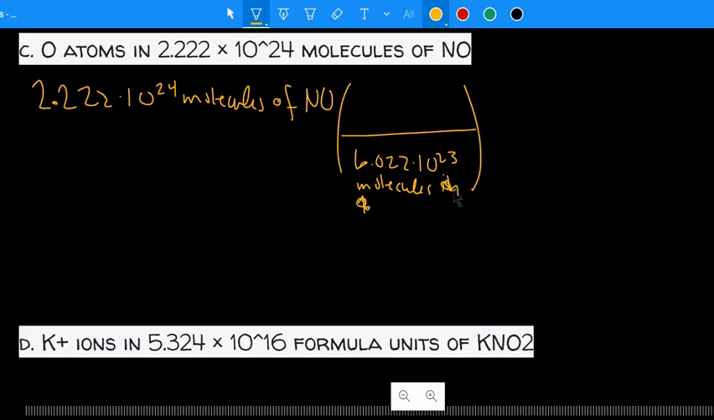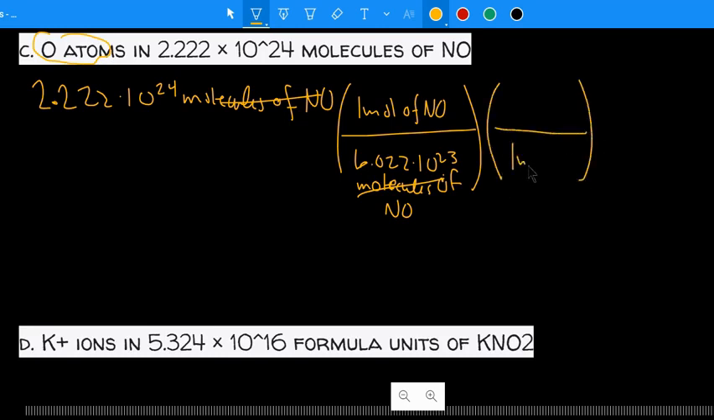What am I doing? Of molecules of nitrogen monoxide in 1 mole of nitrogen monoxide. So molecules cross off, and I'm in moles of nitrogen monoxide, but I want to get to moles of oxygen atoms. There's only 1 oxygen atom present. So in 1 mole of nitrogen monoxide, I have 1 mole of oxygen atoms.